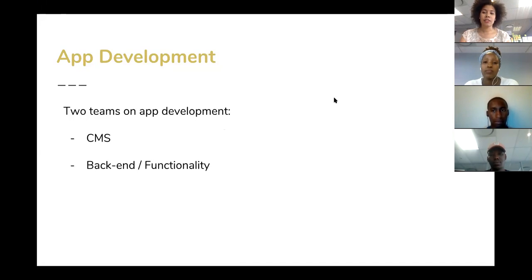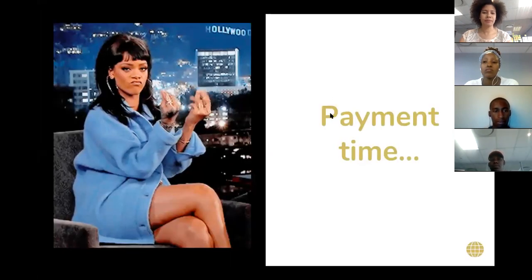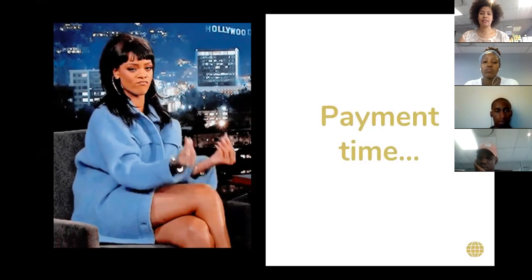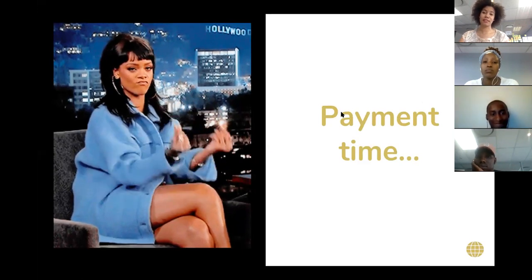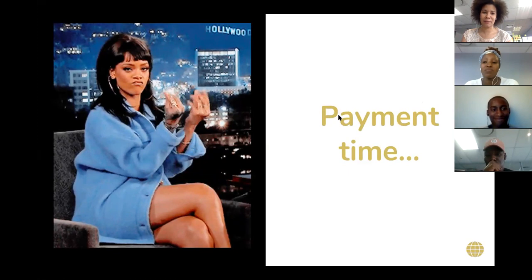When we start coding, there's two different ends to it. So we generally have two different app development teams, one on the CMS, which is the database, and one on the actual backend functionality. They obviously work together, but it's two separate functions. And then it starts with how much do apps actually cost, which is, I think, everyone's favorite question.